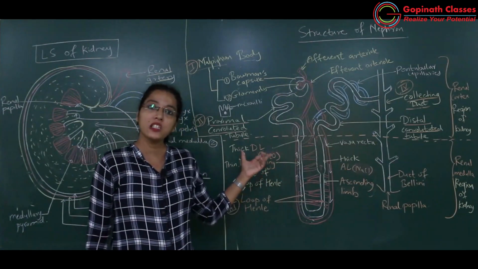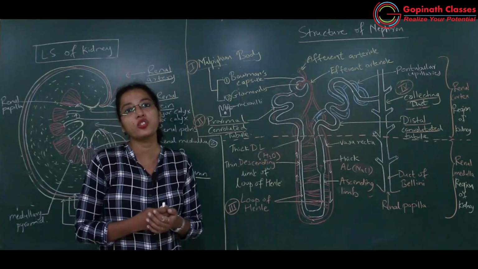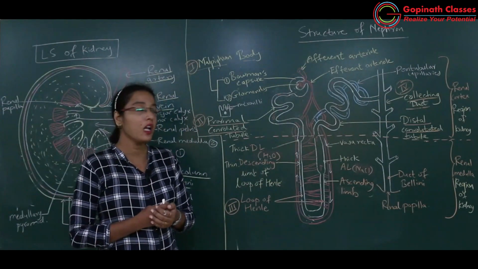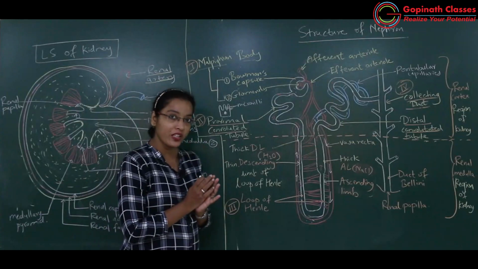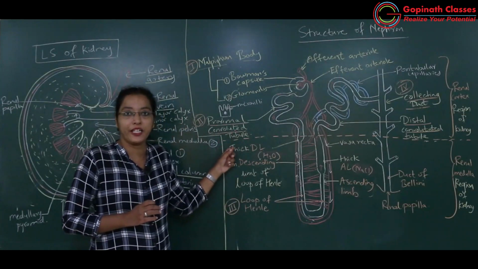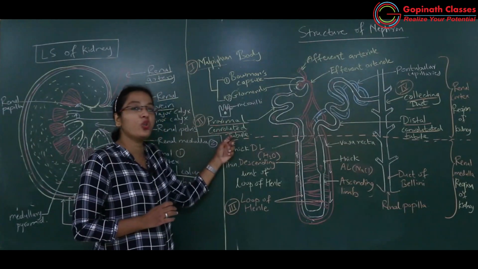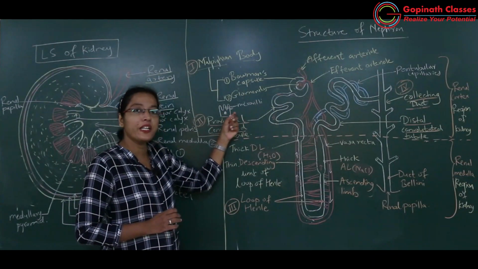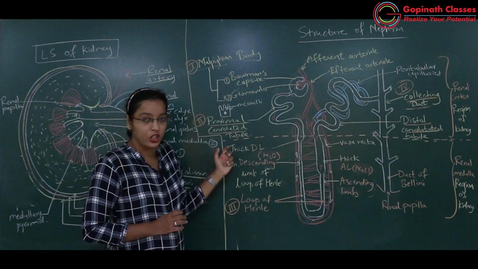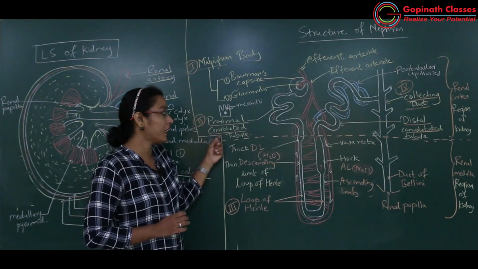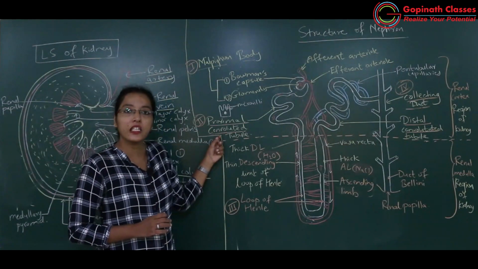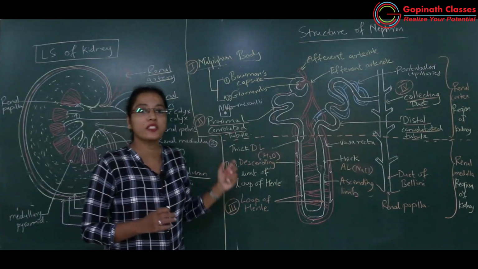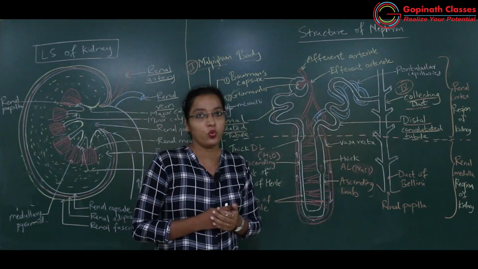Okay, no doubt other tubules of the nephron are also involved in reabsorption, but who does the major reabsorption? The proximal convoluted tubule, because the proximal convoluted tubule is having microvilli cuboidal epithelial cells. So brush bordered cuboidal epithelial cells are present in the inner lining of the proximal convoluted tubule.